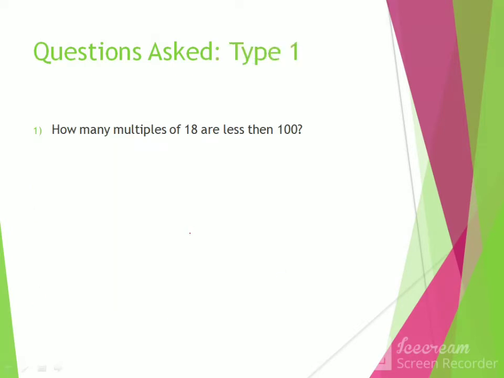Let's see the first type of question. How many multiples of 18 are less than 100? So if you take the number 18, to get the multiples we need to multiply with the natural numbers. So that is 18, 36, 54, 72, 18 4s are 72, 18 5s are 90, 18 6s are 108. This 108 is higher than 100. We need less than 100. So these are the numbers which are multiples of 18 and less than 100. These are 5 in number.